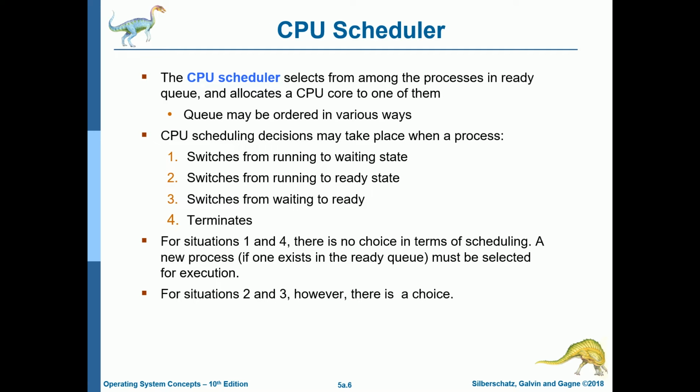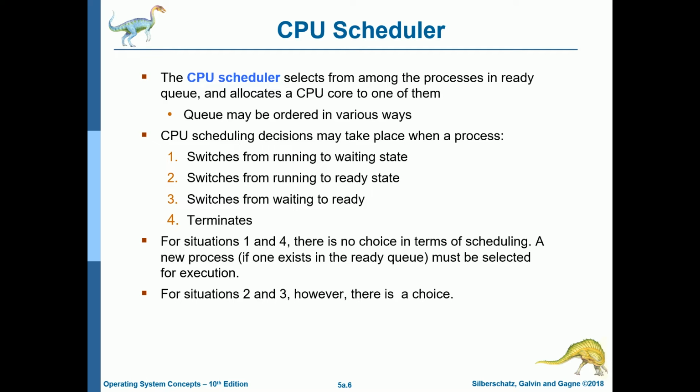Whenever the CPU becomes idle, the operating system must select one of the processes in the ready queue to be executed. The selection is carried out by the CPU scheduler, which selects a process from the processes in memory that are ready to execute and allocates the CPU to that process. However, note that the ready queue is not necessarily first in, first out. There are many different variations of queues that we can implement for this.